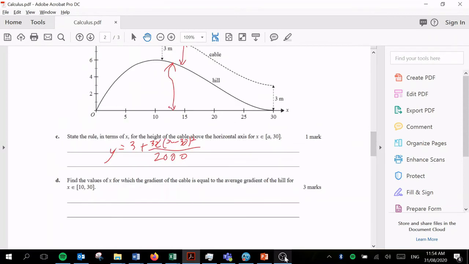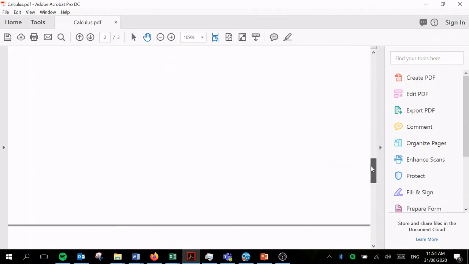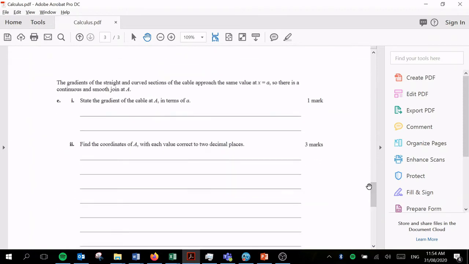That's it. We're actually going to skip question D for now, mainly because this uses stuff from integral calculus that we have not covered yet. So moving on to part E.